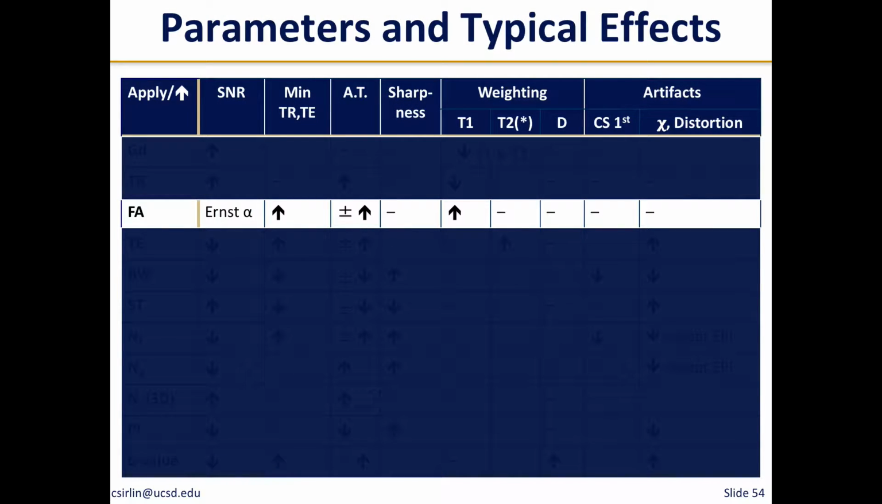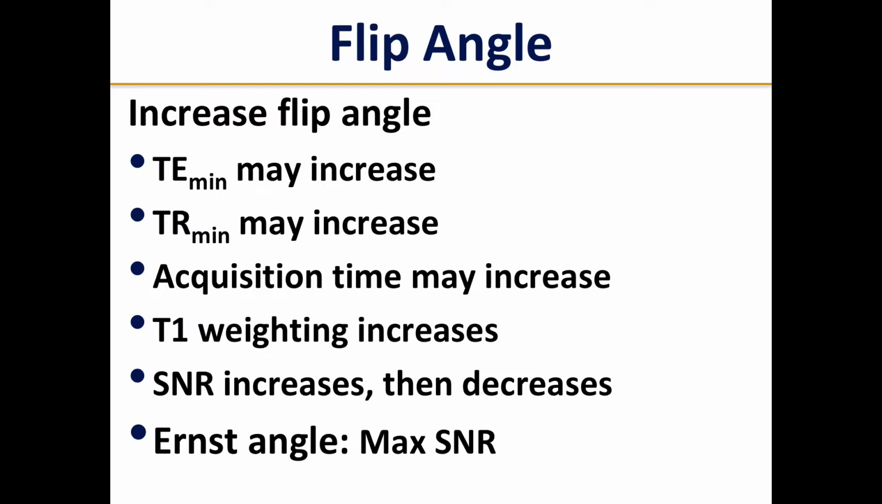So flip angle has this Ernst angle that we need to talk about, and it also affects the T1 weighting. Flip angle may increase your minimum TE. We can talk about that some other day. If it increases your minimum TE, it increases your minimum TR. If it increases your minimum TR, your acquisition time may increase. We can talk all about that some other day. Let's focus on the T1 weighting, the SNR, and the Ernst angle.